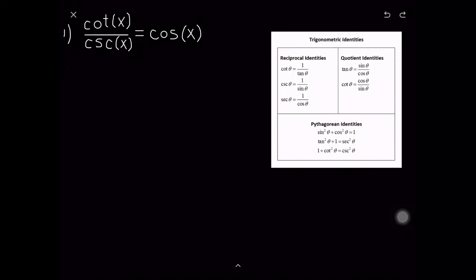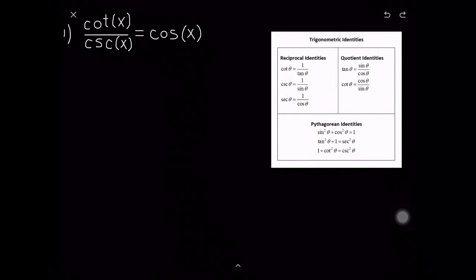Now we'll be working on proving trigonometric identities. Here we have our first example. We need to prove the identity cotangent of x over cosecant of x equals cosine of x. It's usually a safe bet to start working on the side that appears to be more complicated, so we are going to work with the left side.